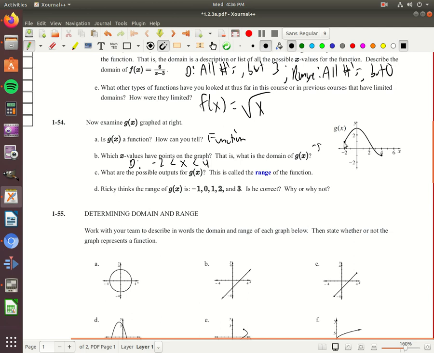Can it be exactly -2? Well, it's a closed circle. Yeah, it can be exactly -2. Can it be exactly +4? Yeah, it's a closed circle. It can be exactly +4. So this is my domain.